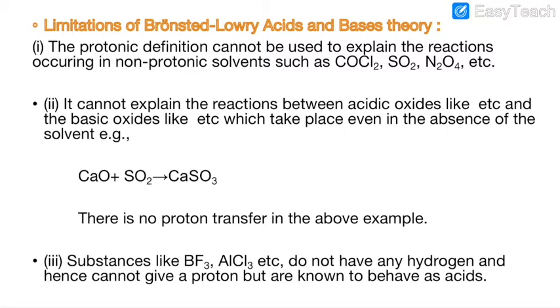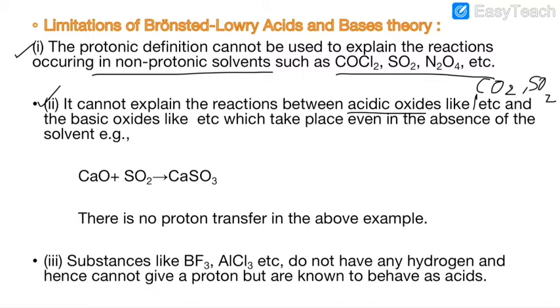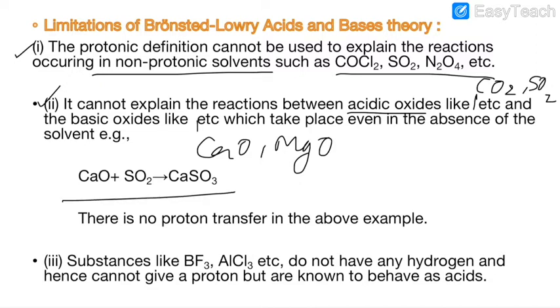There are some limitations of the Bronsted-Lowry acids and bases theory. Number one, the protonic definition cannot be used to explain the reactions occurring in non-protonic solvents like CuCl2, SO2, N2O4, etc. It cannot explain the reactions between acidic oxides like carbon dioxide, sulfur dioxide, etc. and basic oxides like calcium oxide, magnesium oxide, which take place even in the absence of a solvent. One example is given here. When calcium oxide reacts with sulfur dioxide, CaSO3 is formed. There is no proton transfer in the above example.